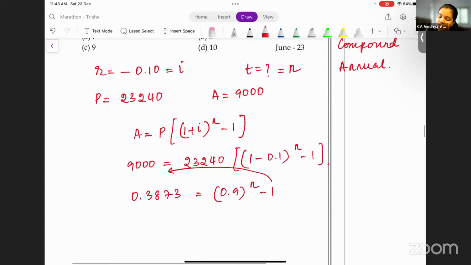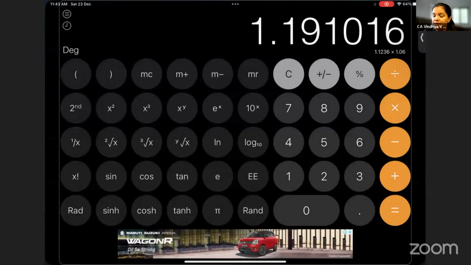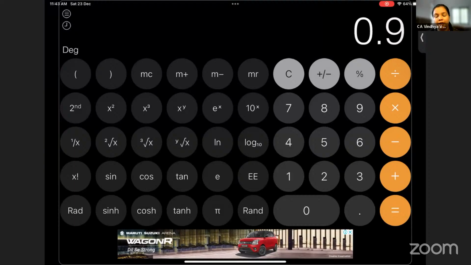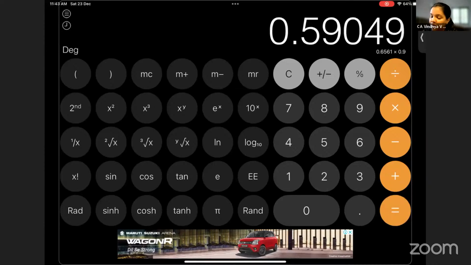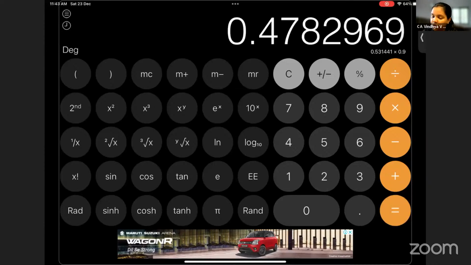Shift this one here. You will get 1.3873 is equal to 0.9 to the power N. Next step is take 0.9 in the calculator, press into, is equal to, and remember how many times you press is equal to until you get the value at 1.3872. 1, 2, 3, 4, 5, 6.